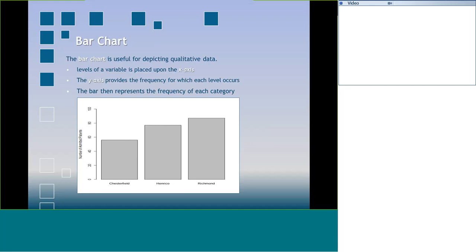Bar charts are useful for identifying the most commonly occurring category, which you may recall is the mode of a distribution. We can see an example of a bar chart on the slide. The bar chart shows the number of admitted patients to hospitals by location. We can use this bar chart to find the mode of the distribution, which in this chart is Richmond because the largest amount of admitted patients were from there.